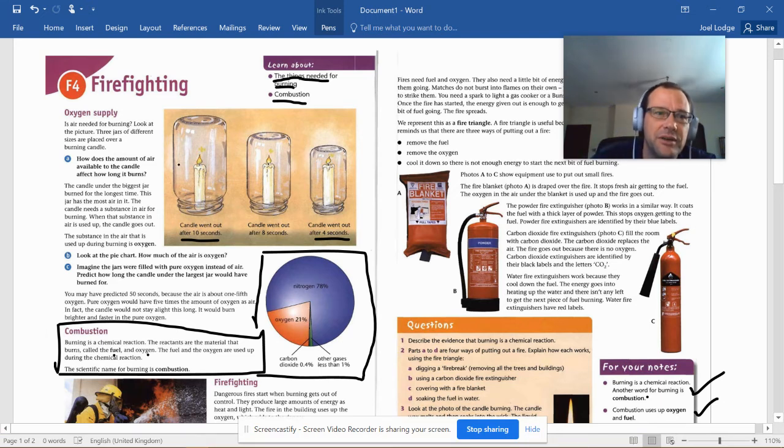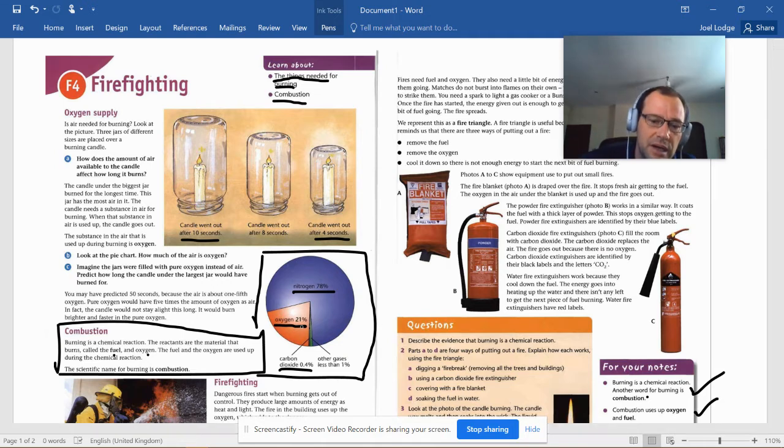So here we go, inside that jar, we've actually used up 20% of the oxygen, and we've converted it into a product, carbon dioxide. And we'll come back to that later, the chemical equation for combustion. But it's very useful to know that within the air, only 21% of the air is oxygen. That is the thing that is in the chemical reaction combustion. That's the only gas that's being used.